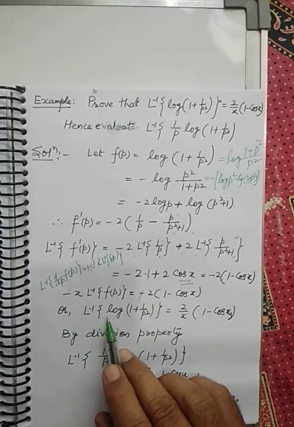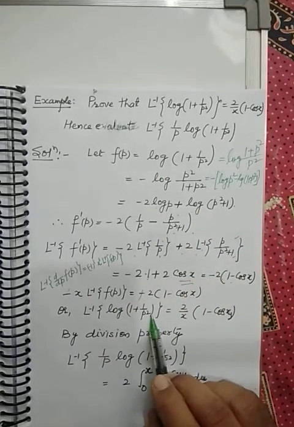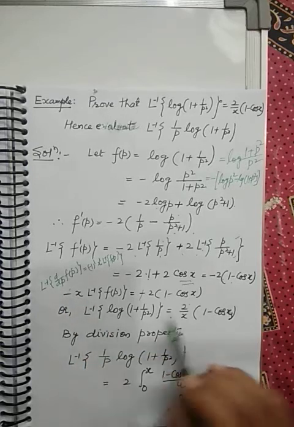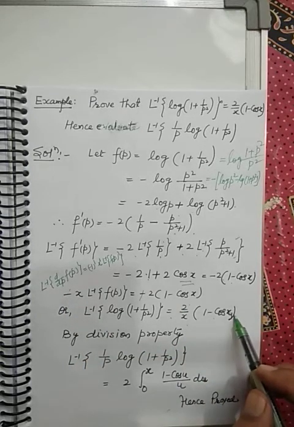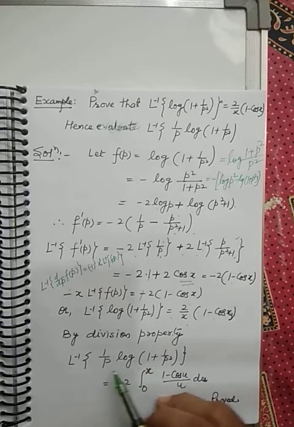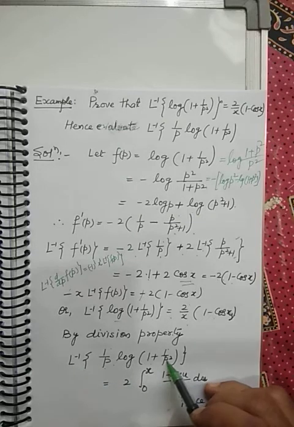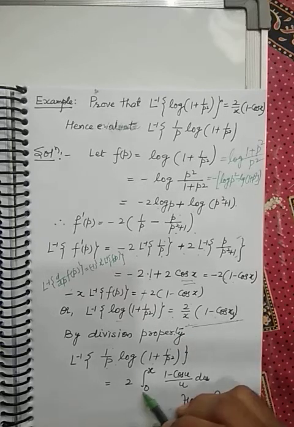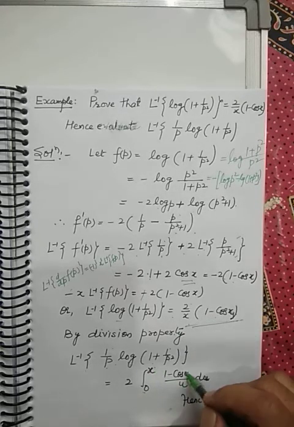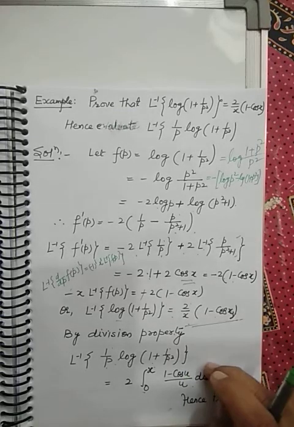The inverse Laplace transform of f(p), which is log(1 plus 1 upon p square), is equal to 2 upon x (1 minus cos x). By the division property, when we divide this one by p, the inverse Laplace transform of 1 upon p log(1 plus 1 upon p square) will be equal to the integration of this function from 0 to x, (1 minus cos u) upon u du. Hence proved.